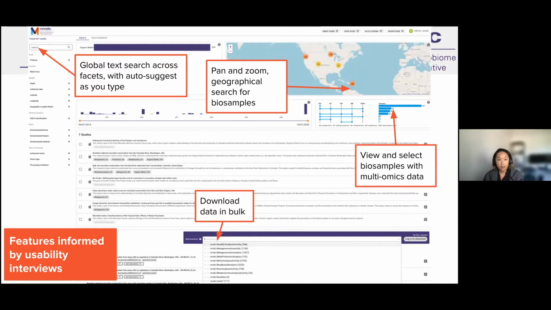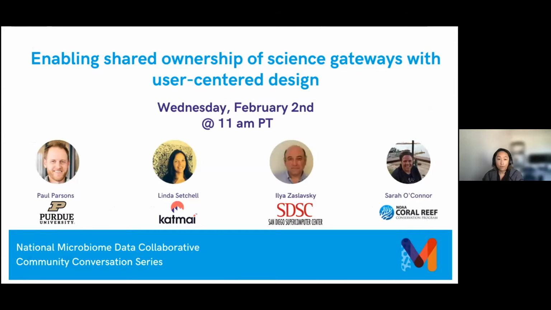I'll stop here and give a quick overview of who's going to be joining us today to talk a little bit about their own work in terms of user-centered design in their own projects, and then also to be joining us for a Q&A in the latter half of today's session. So really excited to introduce Paul Parsons, who's an assistant professor over at Purdue, Linda Setchell, who is the director of product at Katmai, Ilya Zaslavsky, if I'm saying that right, who's the director of the Spatial Info Systems Lab at UCSD. And then of course we have Sarah O'Connor as well, who's the operations manager at NOAA's Chorus project. Without further ado, I'm going to pass it over to Paul to get it started.